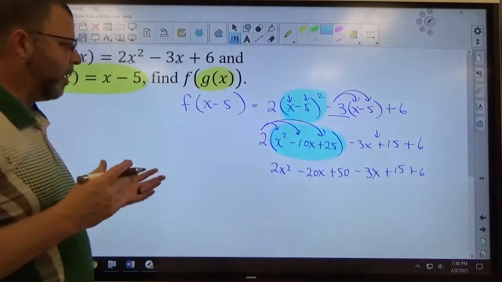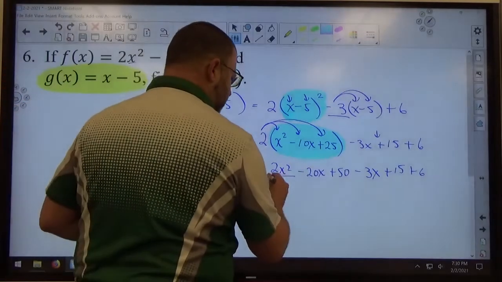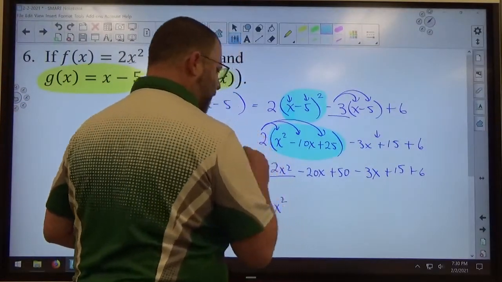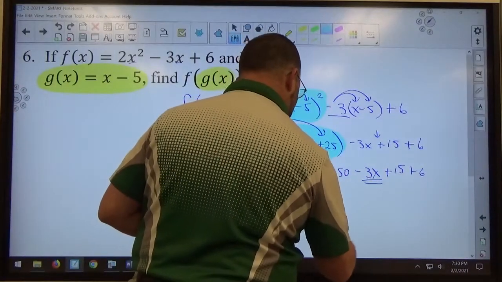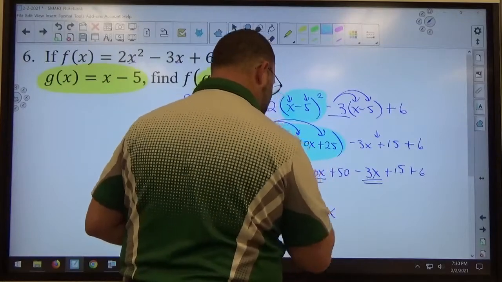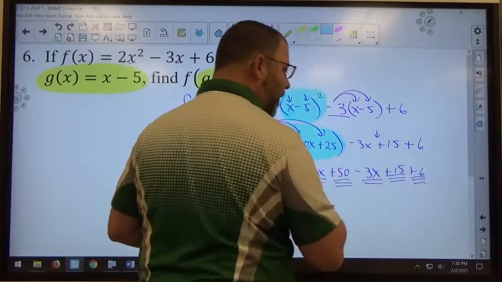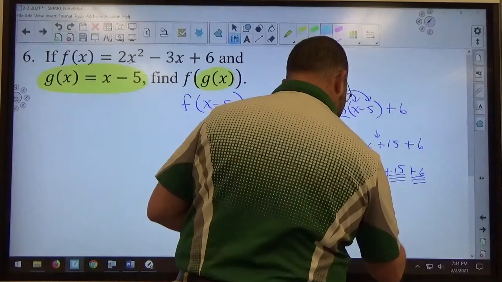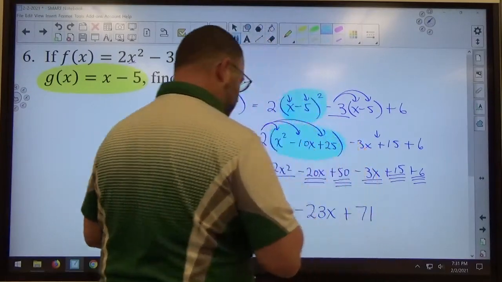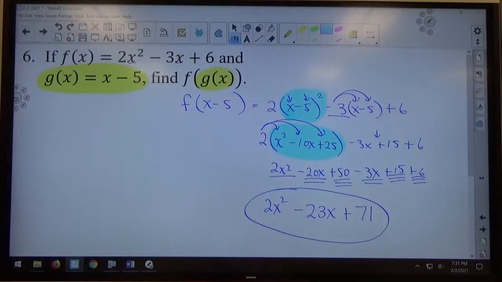So our last step then, after all the simplification is done, is looking for like terms. And 2x squared, no other squared terms, nothing happens to that. Negative 20x and negative 3x, those signs match, so I add to get 23x. 20 is bigger than 3, so it's negative. 50 and 15 and 6 are all positive, so I'm going to add them all together. 15 and 6 is 21, plus 50 is 71, and they're all positive, so it's positive. 2x squared minus 23x plus 71 is the end result of f of g of x.